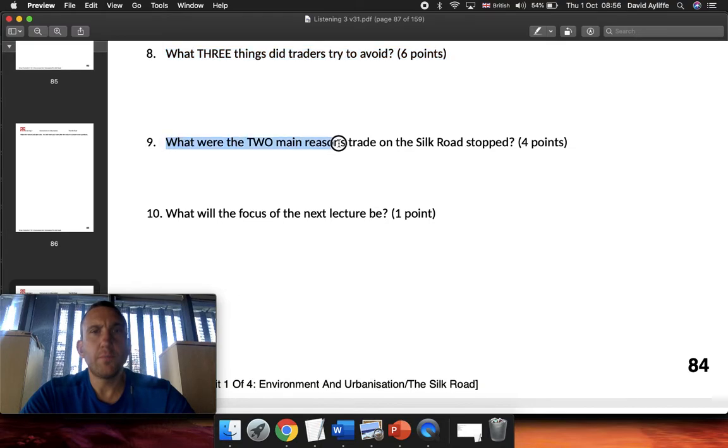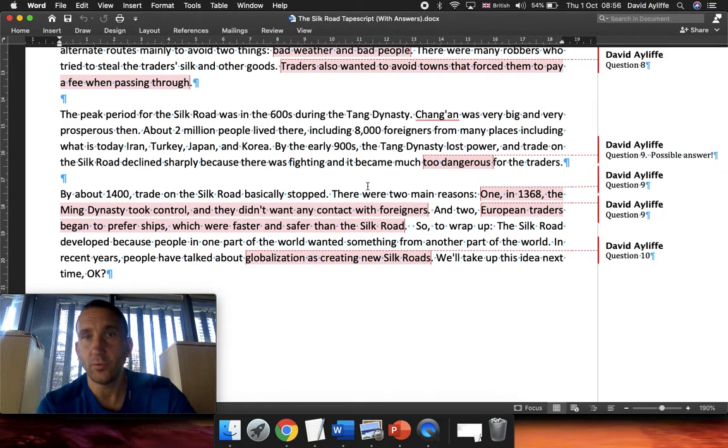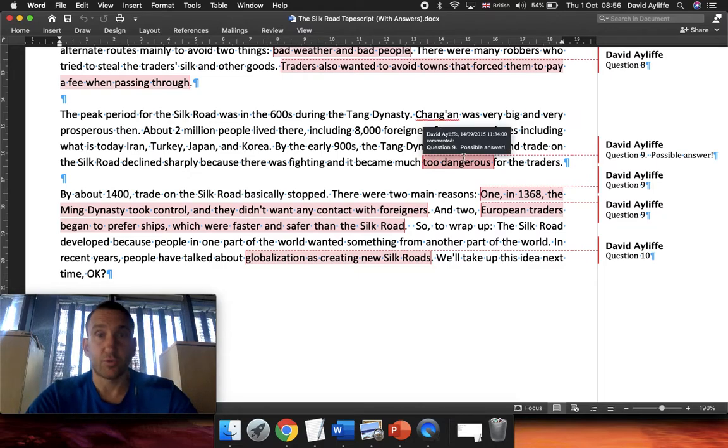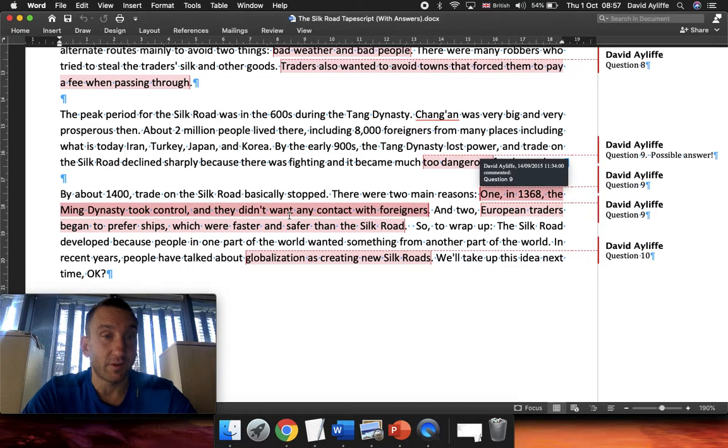What were two main reasons trade stopped on the Silk Road? Too dangerous. Yeah, all of these dangerous traders, dangerous weather. The Ming Dynasty, when they took control, they didn't want control with any foreigners, any contact with any foreigners. And Europeans started to prefer ships that were faster and safer.